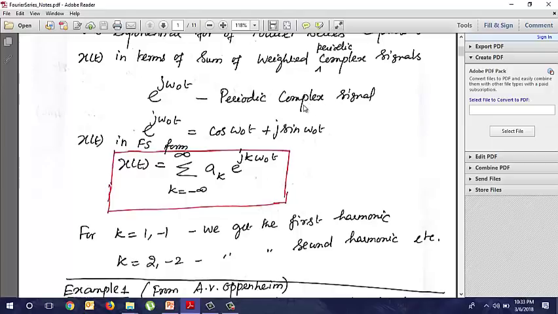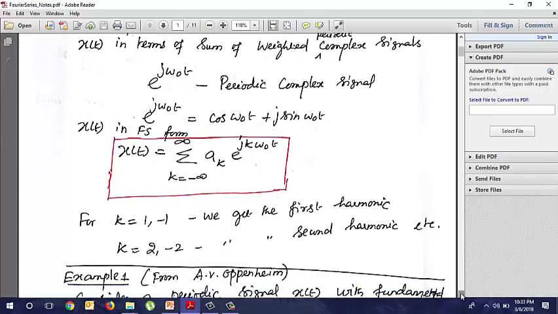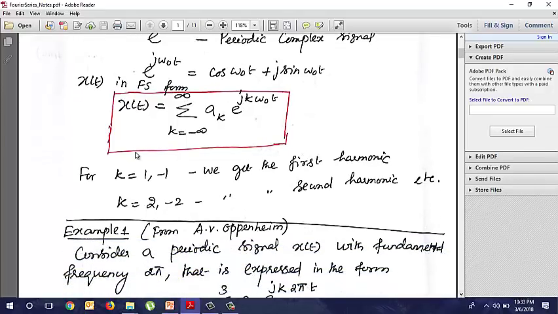Euler's identity: e power j omega naught t is given by cos omega naught t plus j sin omega naught t. This you all know, you remember this, and this is the Fourier series. Here we call it Ak. There we called it C in the PPT. Now it is Ak, both are the same. K is the variable here, instead of N, I am having K here.